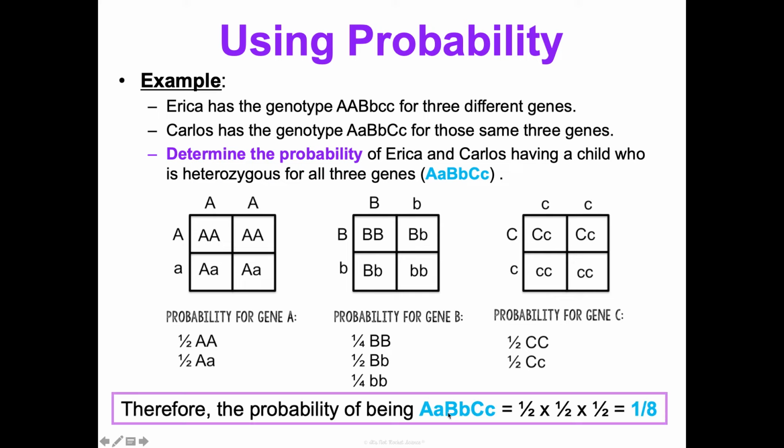So then we're going to multiply. What's the odds of getting a big A, little a heterozygous? 1 out of 2. What's the odds of getting big B, little b? 1 out of 2, which we see here. And what's the odds of getting big C, little c? 1 out of 2. So multiply. 1 times 1 times 1 is 1. 2 times 2 is 4. Times 2 is 8. So they have a 1 out of 8 chance that they'll have a kid that's heterozygous for these 3 genes. That's how we can use probability, and we'll practice this in our honors course together. And that is our Intro to Mendelian Genetics.